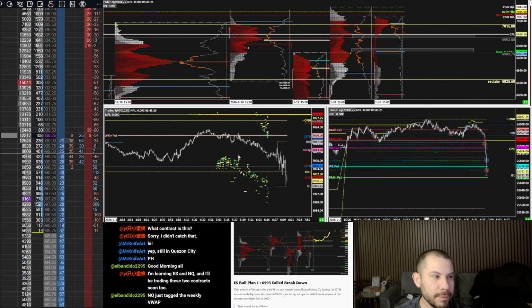Q tag the weekly view up. Well, I'm not sure what that means, but okay. I don't really watch anchored view up, so I'm assuming that's support or something.